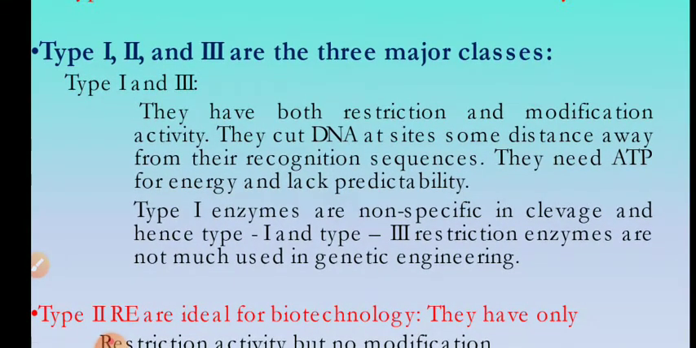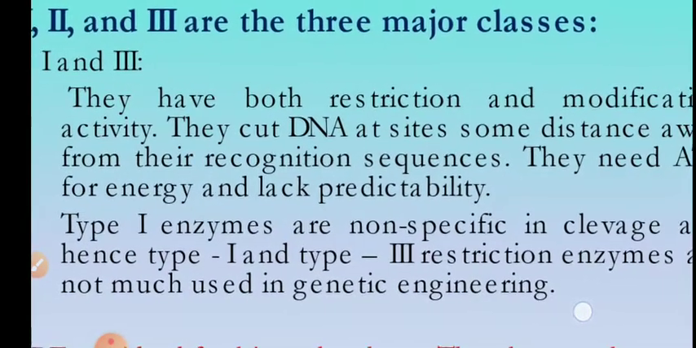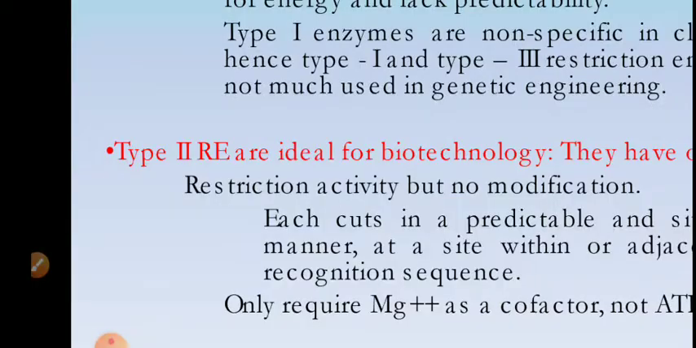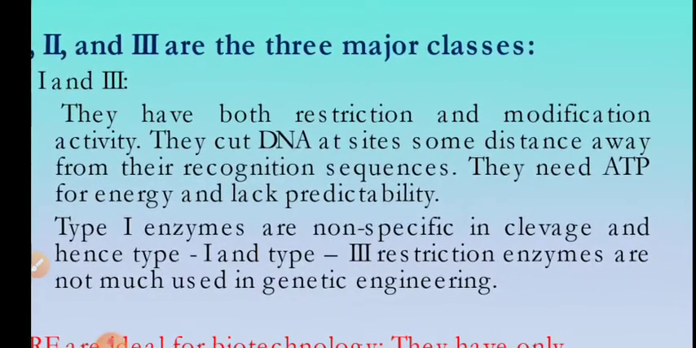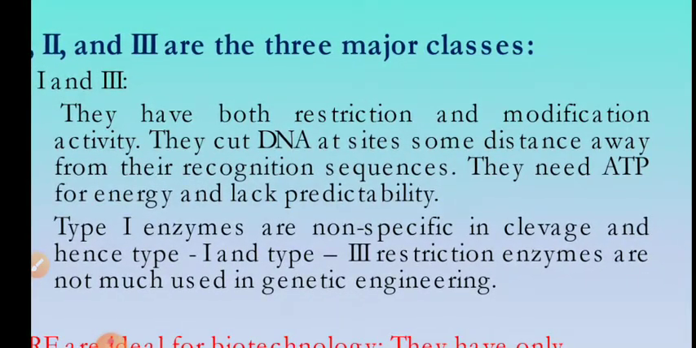Now, as far as genetic engineering experiments or recombinant DNA technology experiments are concerned, type 1 and type 3 restriction enzymes are not much used. Why are they not used? Type 1 and type 3 enzymes have both restriction and modification activity. That means they not only cut but they also modify the DNA. We don't want that. In genetic engineering, we want restriction enzymes which will only cut the DNA.